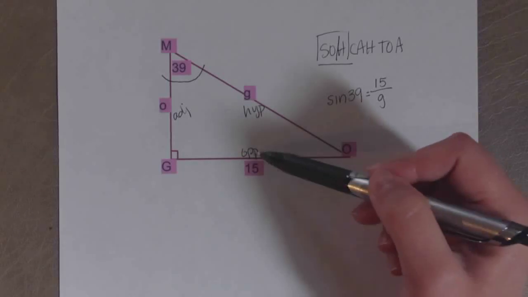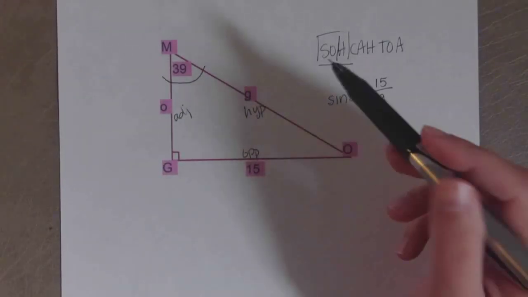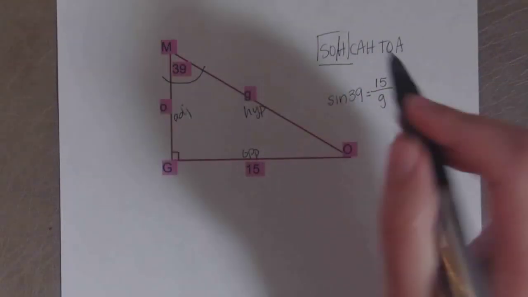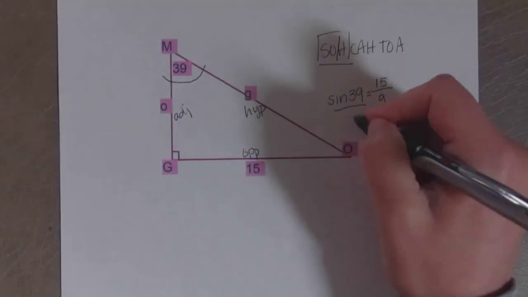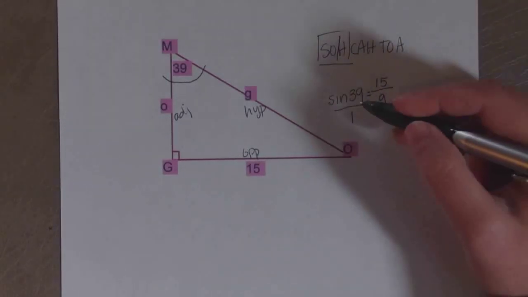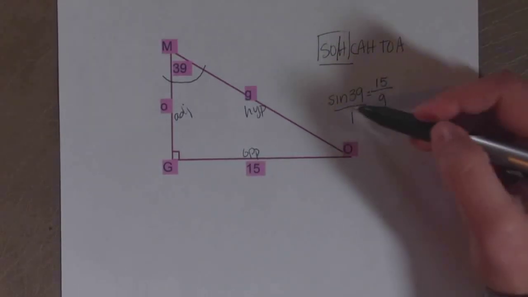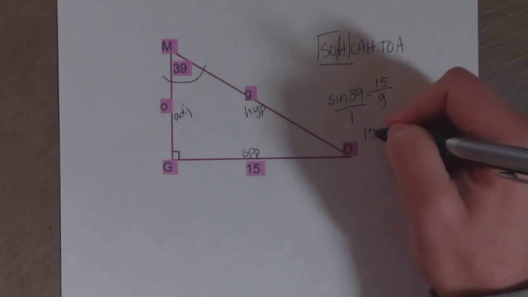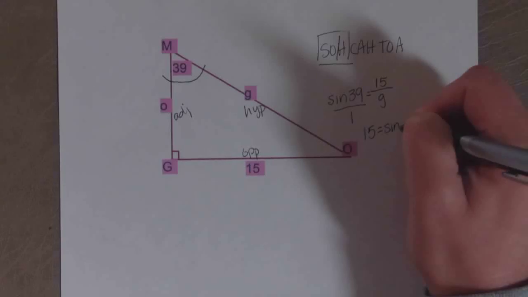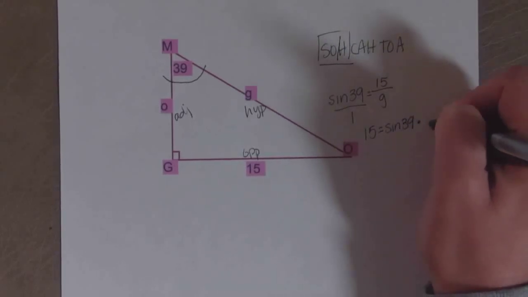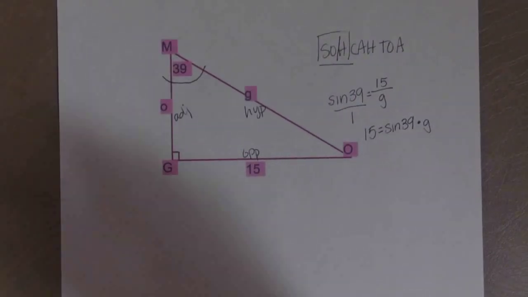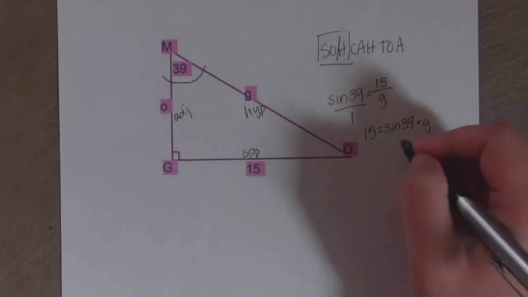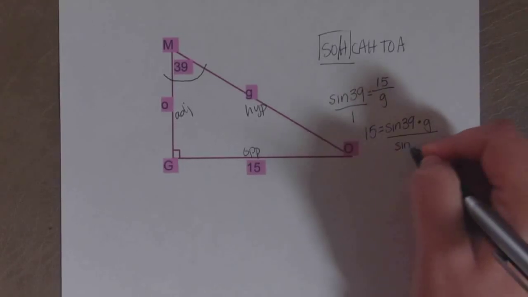Sorry, don't get confused by the fact that the variable is O, but this is the opposite side. Maybe I didn't think that through. That should not be an O. But there we go. Okay, now, like I said, I'm just going to do it slightly differently this time for a more exact answer. So let's just act like we're solving this and not put this in the calculator yet. So if I put this over 1, I get 15 times 1, which is 15, equals the sine of 39 times G. Okay? I know it looks super weird.